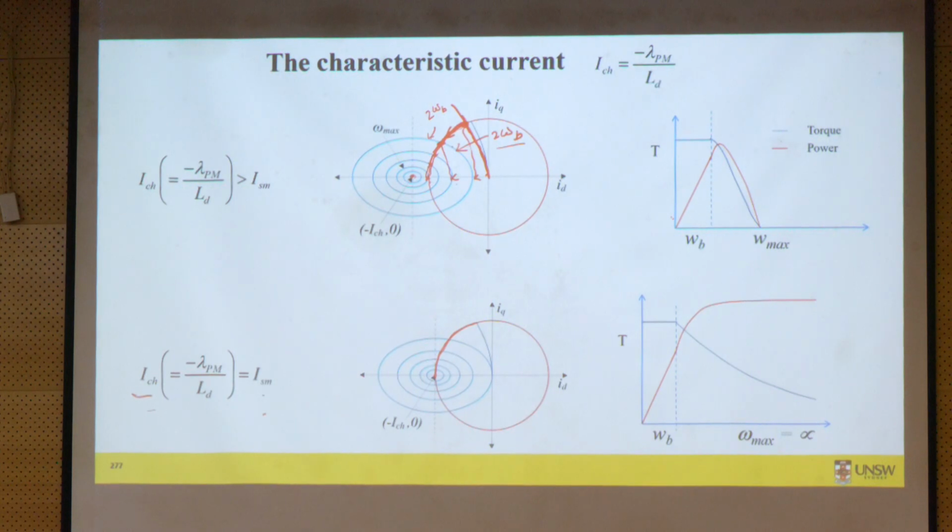Theoretically, okay. Of course, in reality, you cannot go to infinite speed, because at some point the torque will become so low that you cannot even rotate anymore your rotor. So that will be your last speed point.